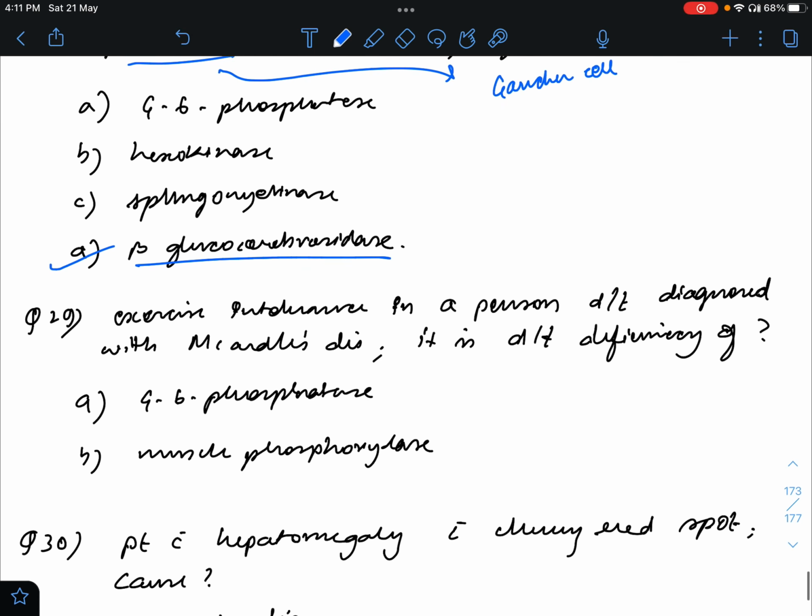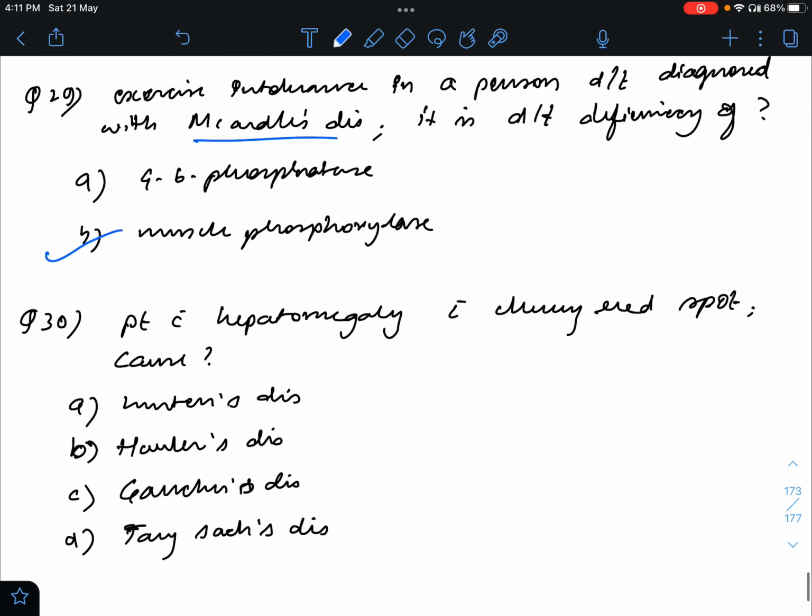Question number 29. They had mentioned exercise intolerance in a person, and the diagnosis was already given that it was a myopathy, so it is due to the deficiency of what? It is actually a glycogen storage disease. My options were glucose 6 phosphatase and so on, but the answer was muscle phosphorylase as the option, but actually it is muscle glycogen phosphorylase. They had written it in short form, so that will be the answer.